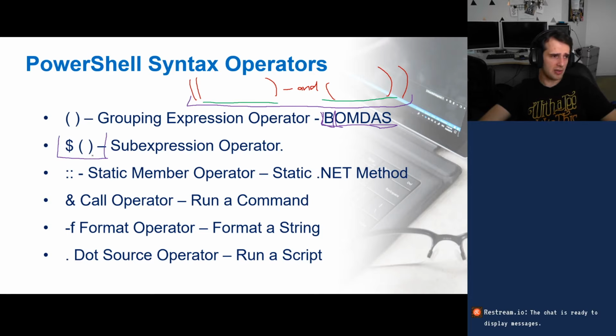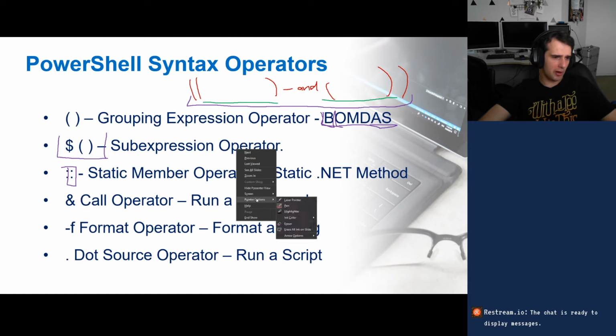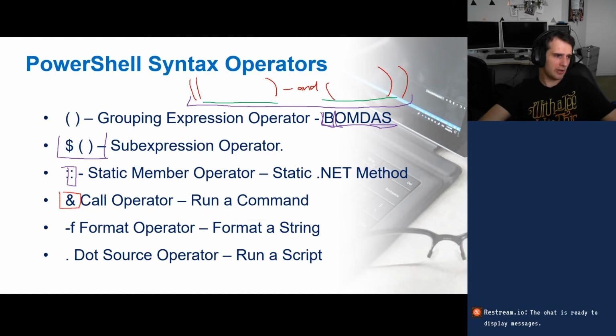Dollar parentheses is the sub-expression operator. Double colon is the static member operator. I'm just going to change the color back to red. Then you have the ampersand call operator. Essentially, the call operator allows you to run PowerShell from a string. So you can have an actual string of, I'm just going to go GCI, which is Get-ChildItem. Essentially, the call operator, that's an ampersand, by the way.